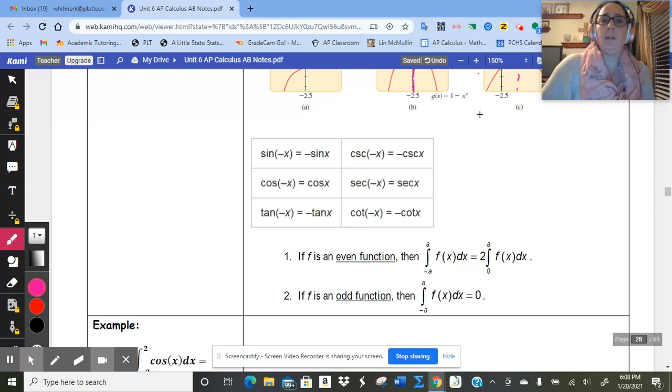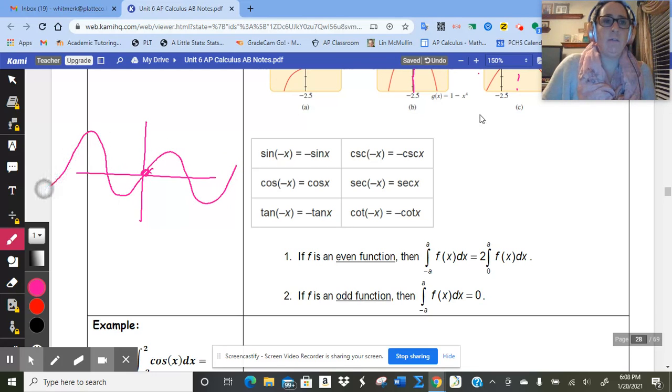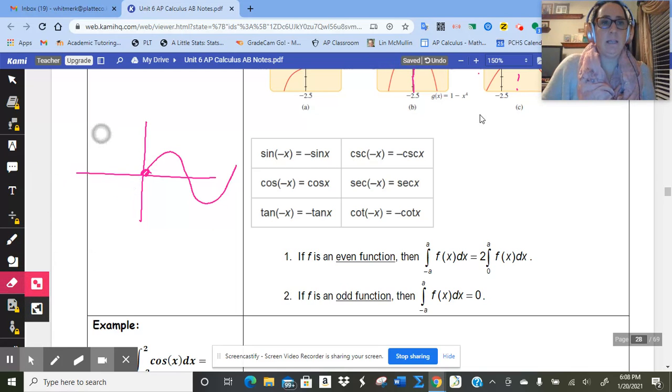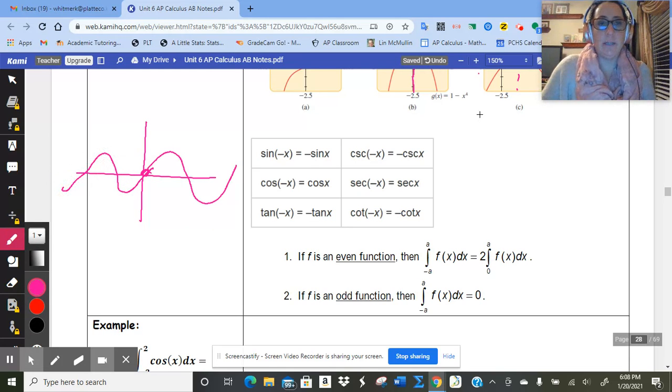So how do we know, like with sine? Let's look at the sine graph. The sine graph looks something like this. Let's try that again. A little bit better. Okay, but do you see how it's exactly the same, but one side is flipped? So I know that the sine graph is odd.